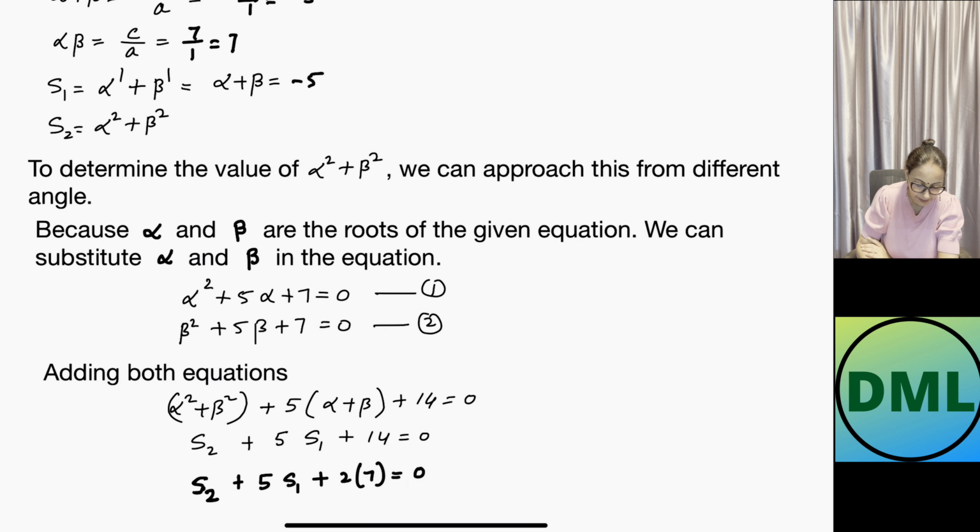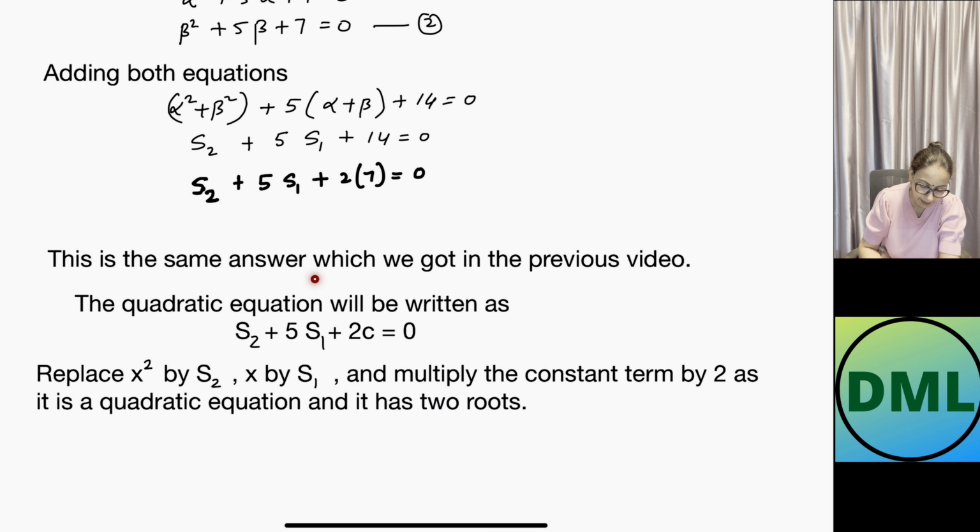7 is what? 7 is our C value. We are multiplying this with 2 because this is a quadratic equation. This is the same answer which we got in the previous video also. If you have not watched it, please watch my previous video. The quadratic equation will be written as S2 plus 5S1 plus 2C is equal to 0. What is C? C is our constant, whatever we have. Replace x square by S2, x by S1 and multiply the constant term by 2, as it is a quadratic equation and it has two roots.